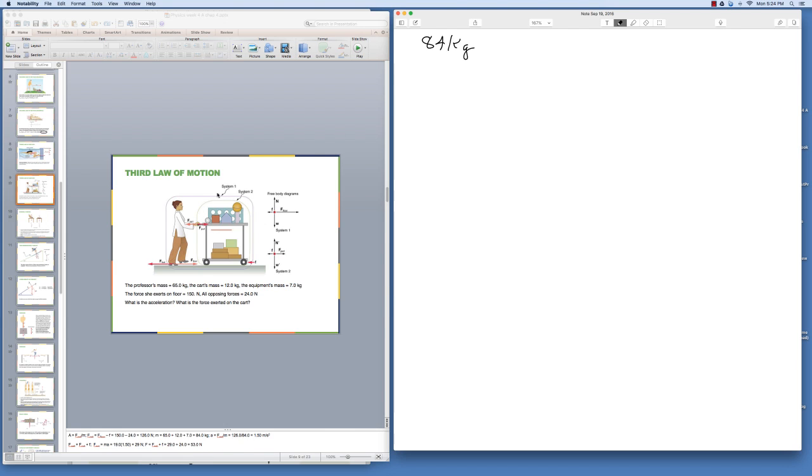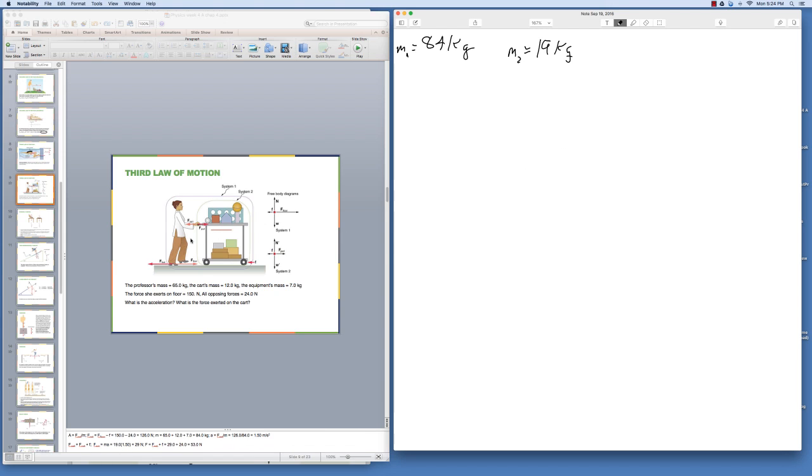Now, with this second system, with the professor excluded, it's going to be just 12 plus 7, or 19 kilograms. So the mass of the second system in question is 19 kilograms and the mass for the first system in question is 84 kilograms. And then it says that she exerts a force of 150 newtons and the opposing force is 24 newtons. What is the acceleration?